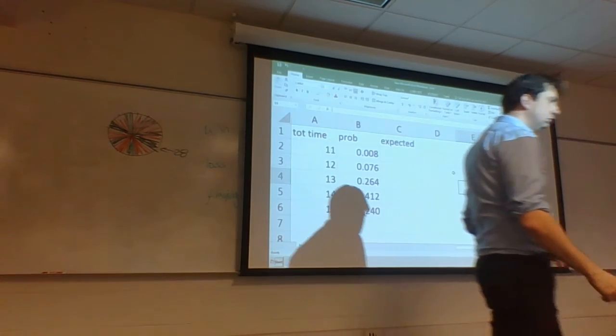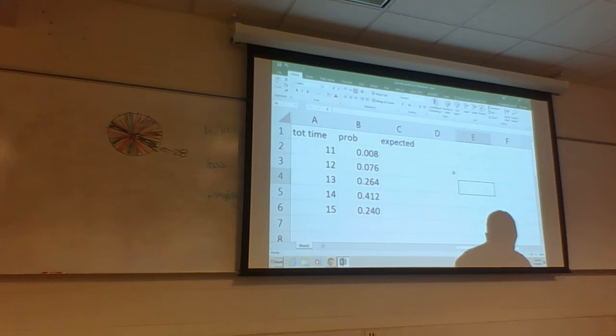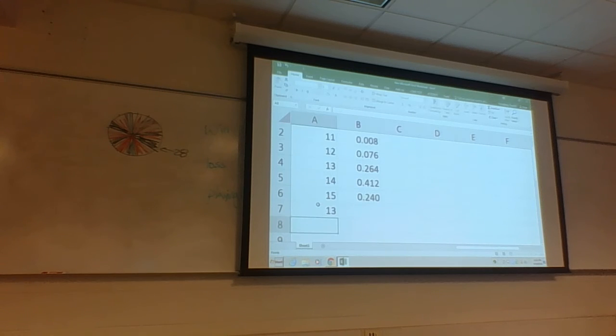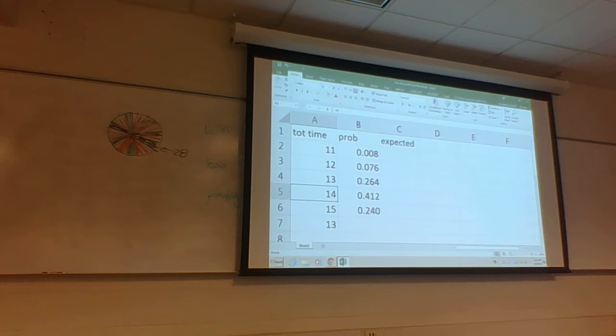Yeah, just taking people's average. Let's see, 13. That seems odd though, because we said that the most likely time is 14. Doesn't it matter how likely each result is? Yeah, right? Remember, we said expected value is a lot like the weighted average.